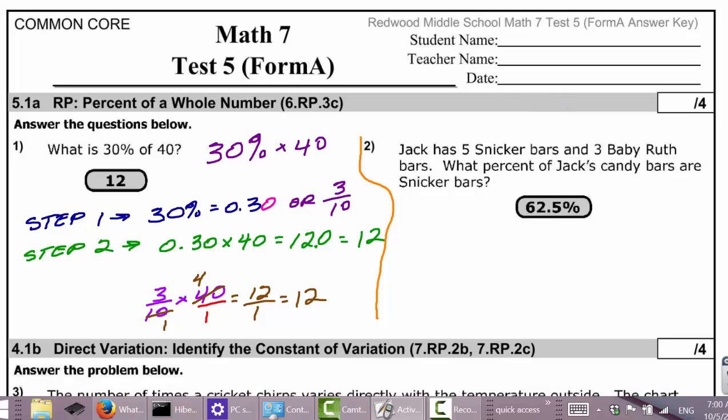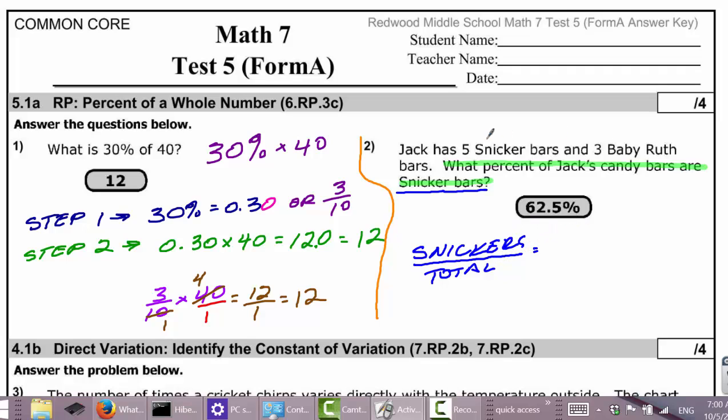Let me give myself some workspace here for problem 2. So on problem 2, Jack has 5 Snicker bars and 3 Baby Ruth bars. What is the percent? It's always important to know what question they're asking. What is the percent of Jack's candy bars that are Snickers bars? So whenever I'm doing the percent of something, I'm taking that thing, in this case Snicker bars, out of the total. So I'm looking at Snickers compared to the total.